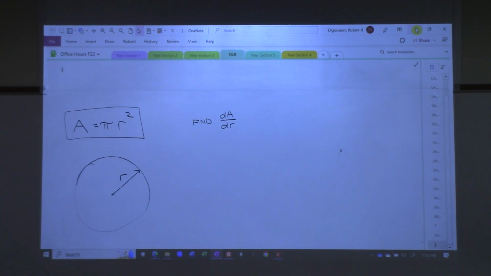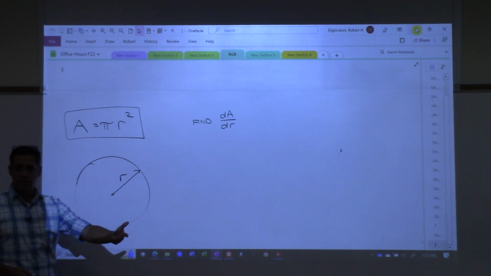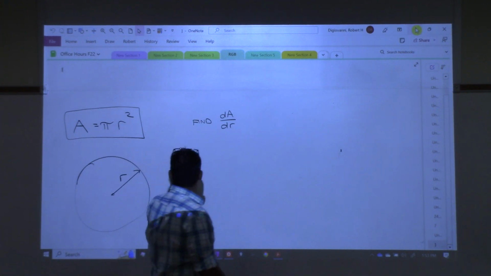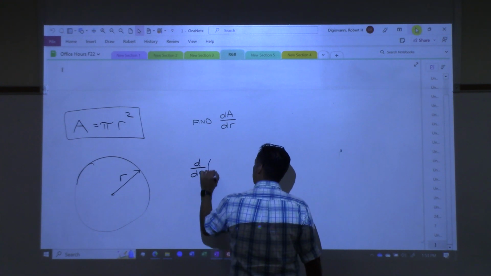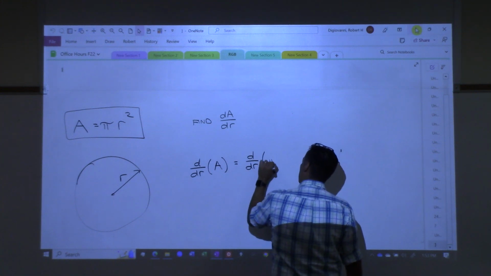Now, look, this is just like we were doing before. We had variables, but we were using x and y, weren't we? X and y. Here we got A and r. Pi is a constant, isn't it? Pi is a number. So if I ask you for dA dr, that means you're going to take this equation, take the derivative on both sides with respect to what? R, the variable on the bottom here. So I'm going to take the derivative with respect to little r on the left side, and then the derivative with respect to r on the right side.